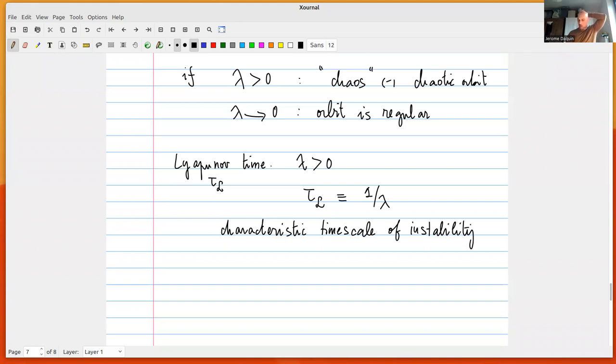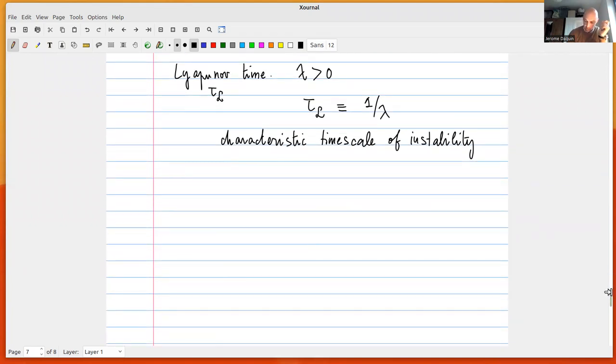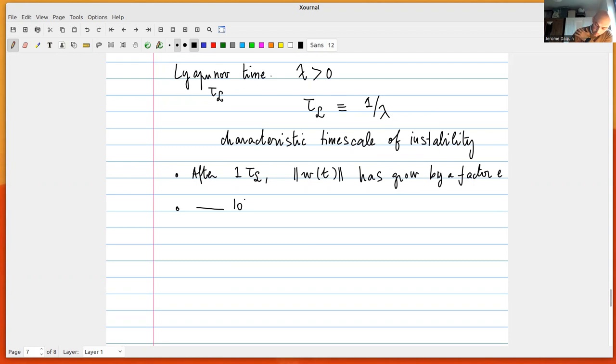So in the linear case, the Lyapunov time will be the e-folding time, as they call it in physics. So what do I mean by the characteristic time scale of instability? After one Lyapunov time, the norm of the tangent vector has grown by a factor e. After 10 Lyapunov times, this has grown by a factor e to the power of 10, so more than 20,000 times.